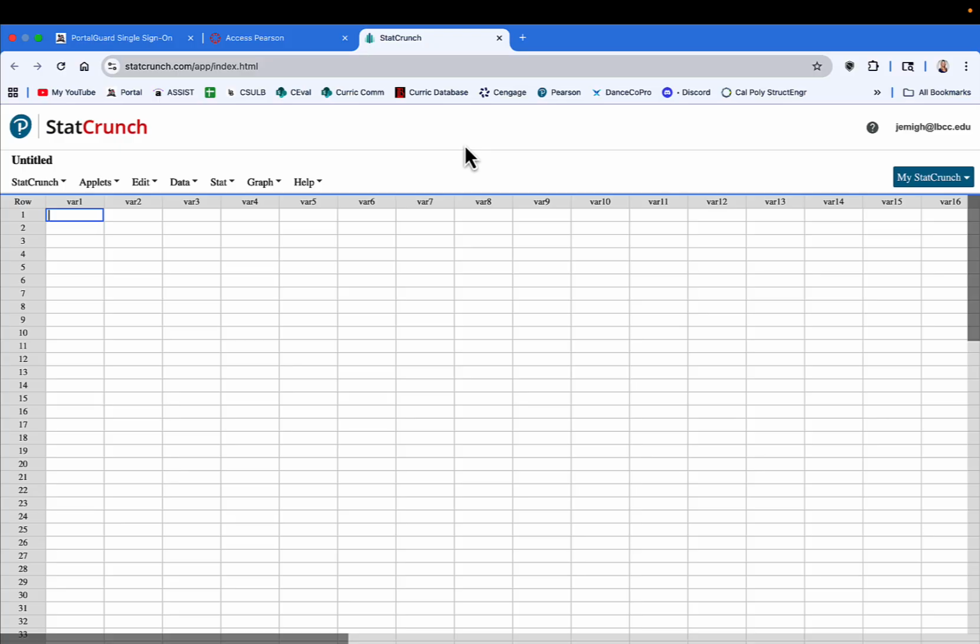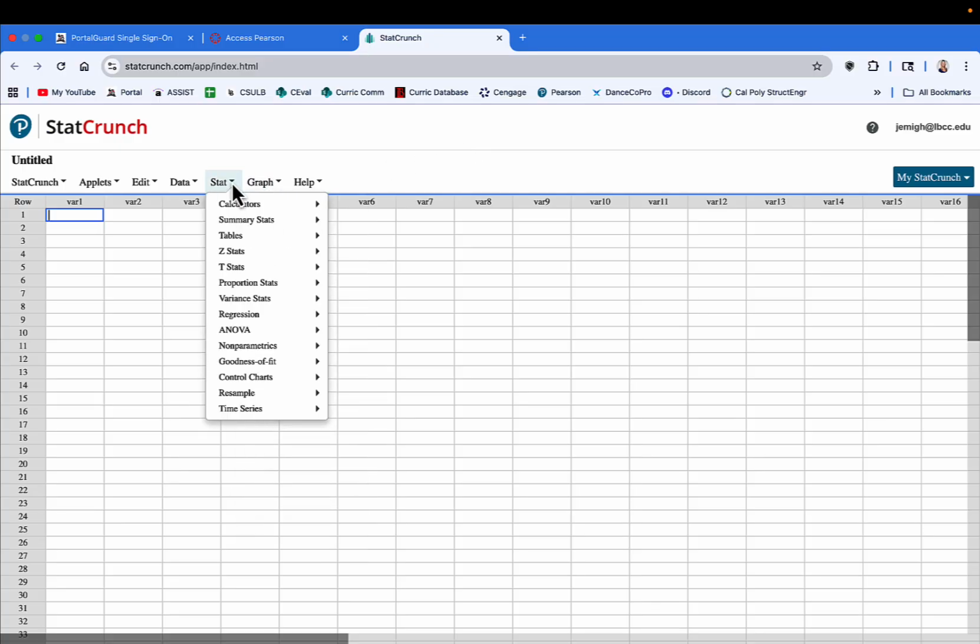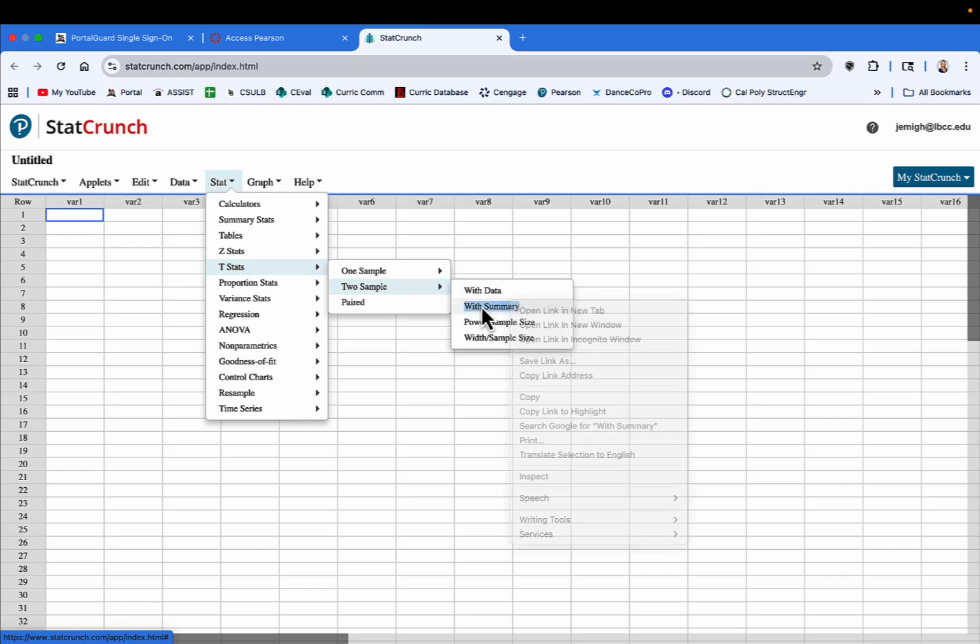Okay, once in StatCrunch, we go to Stat. Now this question is about comparing 2 population means. So you have to choose between Z and T. If we knew the population standard deviation, then we could go with Z, but it didn't tell us anything about it. So we've got to go with T. We're working with 2 samples in Chapter 9, and we've been given a summary of the stats.